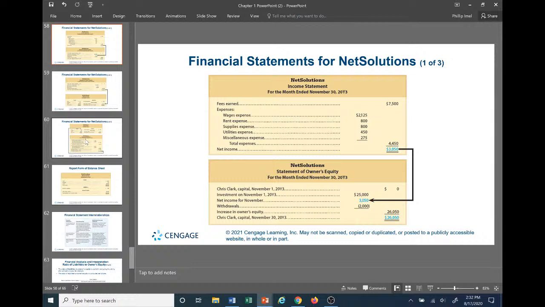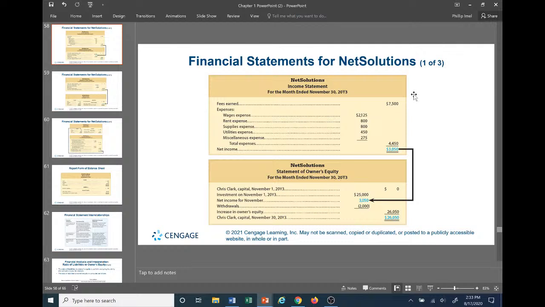So Net Solutions income statement for the month ended November 30th, 2003. So recall, it's for the month ended, for the period of time. In this case, it's a month, an interim period. Fees earned, we always start with the fees, $7,500. Then we have the relative expenses categorized here that make up the total expenses here of $4,450, and leaves us a net income of $3,050.